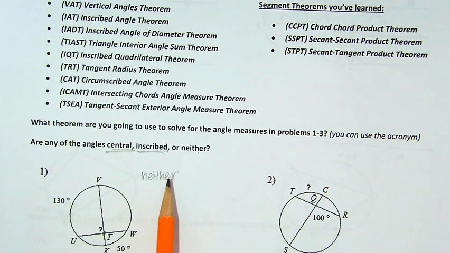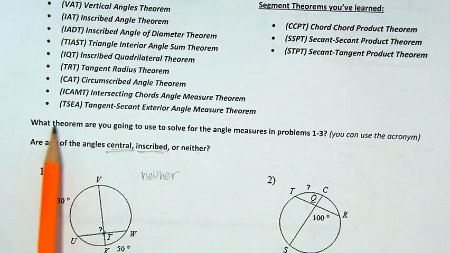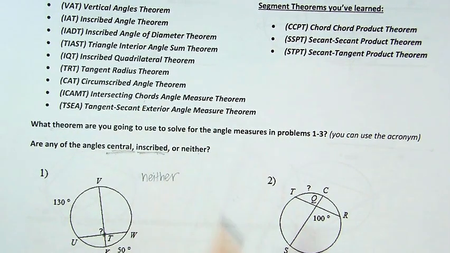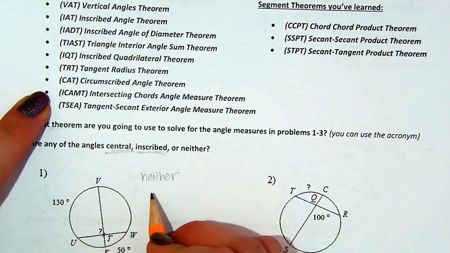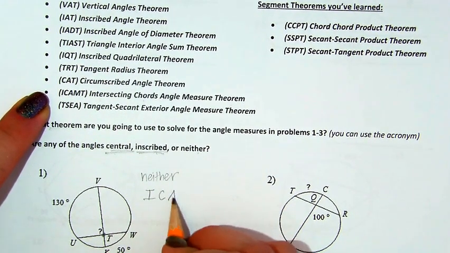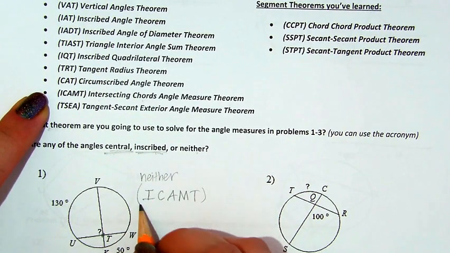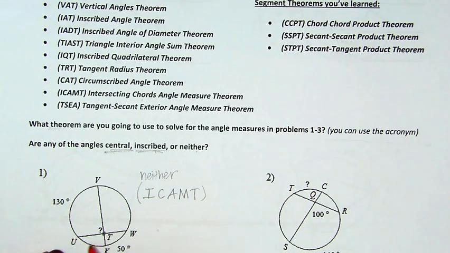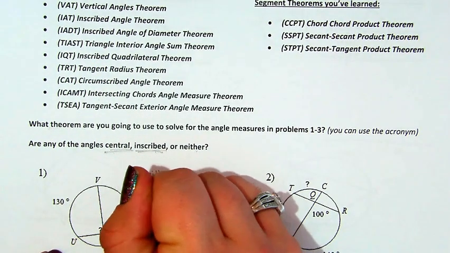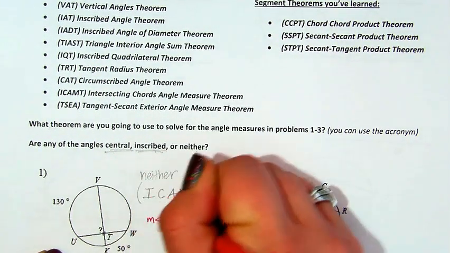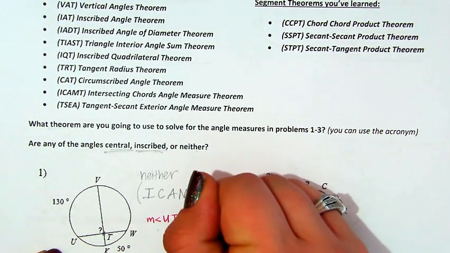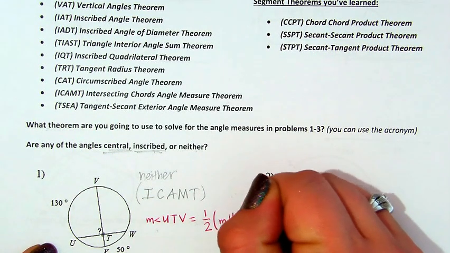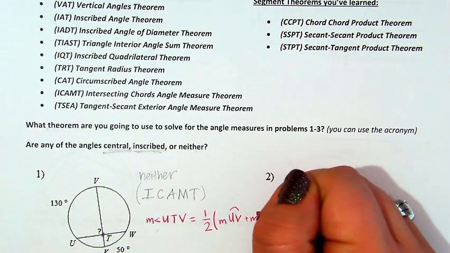Because it's neither, we need to use a certain theorem, the intersecting chords angle measure theorem specifically. Let me write down that acronym, ICAMT. That theorem states that the measure of angle UTV is going to be equal to half of the measure of UV arc plus the measure of KW arc.